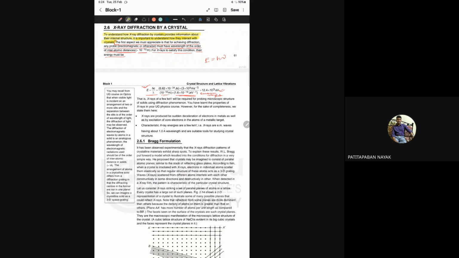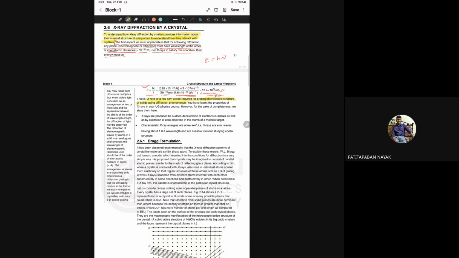Now, that is an X-ray of a few kilo electron volt. The 10 to the power 3 electron volt is kilo electron volt. So X-rays of a few kilo electron volt are required to probe the microscopic structure of the solid using diffraction phenomena.